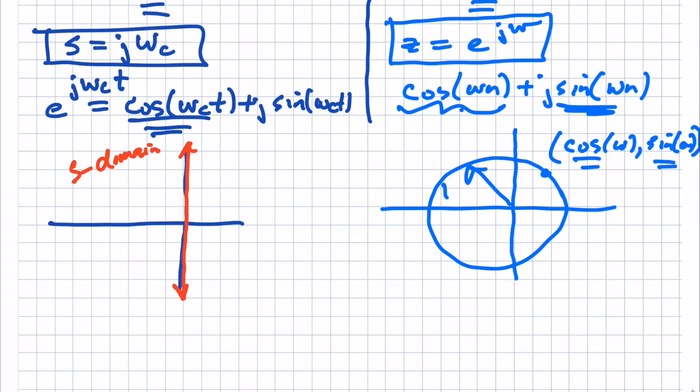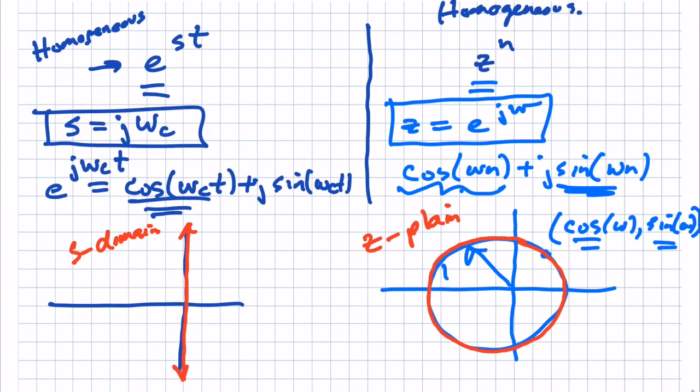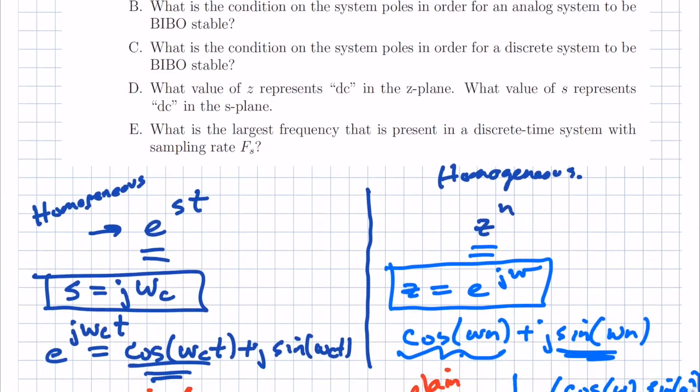Okay, so let me put it in red. This is what we call the frequency axis in discrete time, even though it's really not an axis, it's a circle. All right, so that's the z-plane, or z-domain. Okay, so that answers the first question.